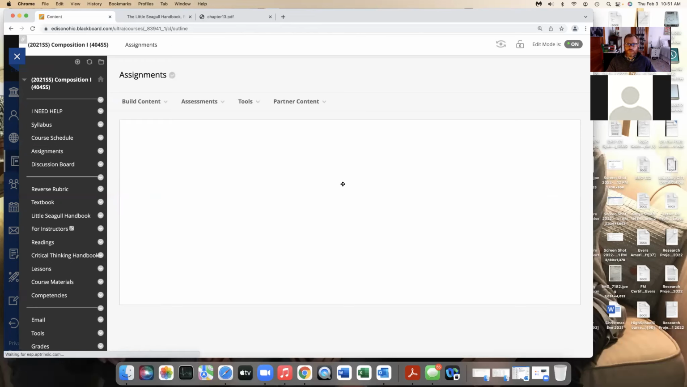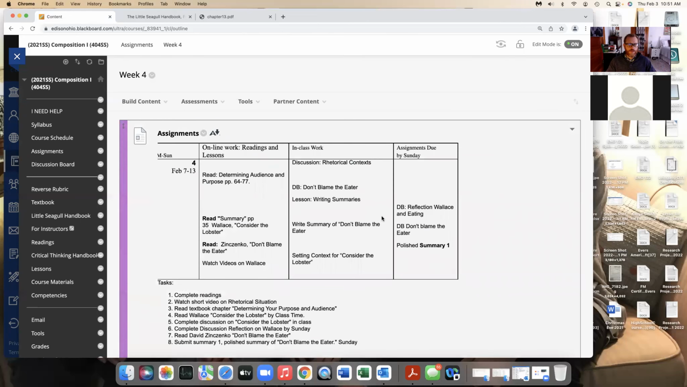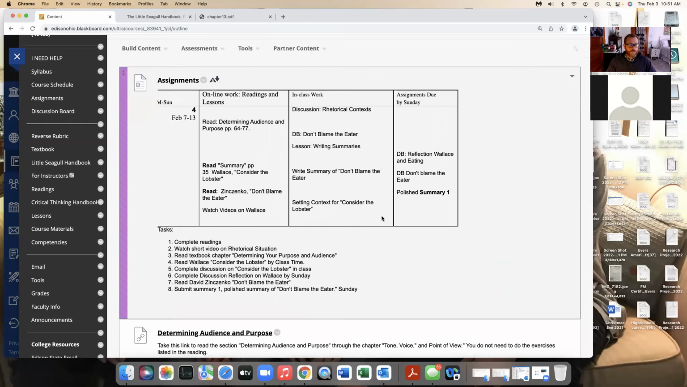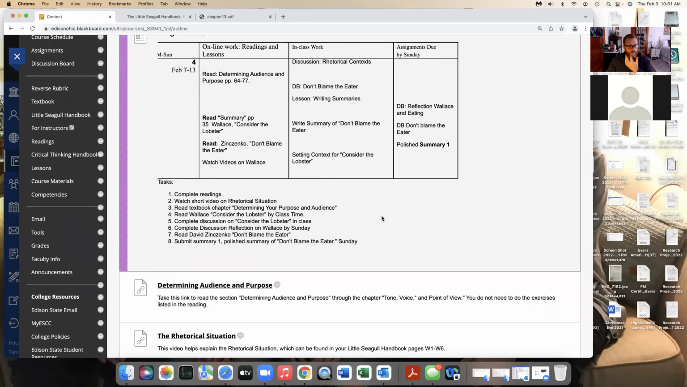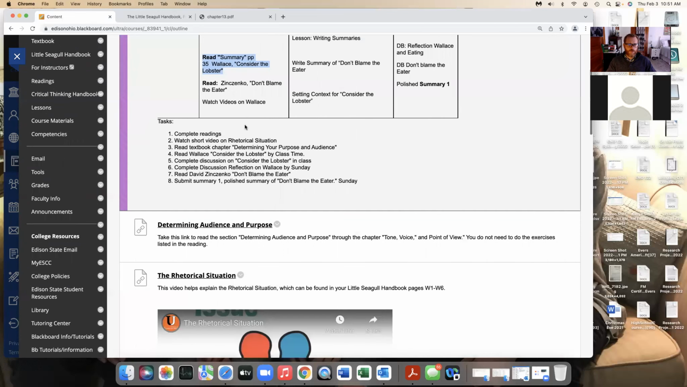Last thing I will do is talk about what we're doing for next week. So by Sunday, we have that reading, and then discussion boards for attitude to aptitude and for the narrative. For week 4, we have some more reading. So this will be done by Thursday. I would like you to read Determining Audience and Purpose and read about how to write a summary, and then read this essay, Consider the Lobster by David Foster Wallace.